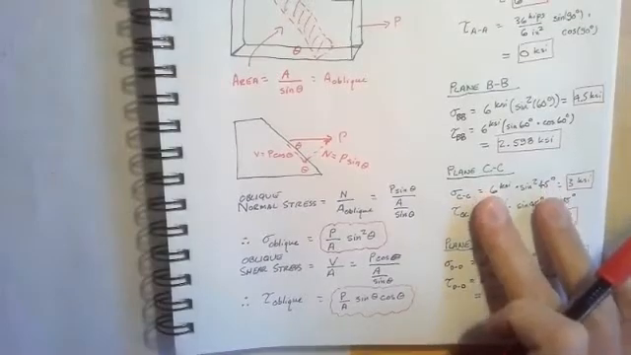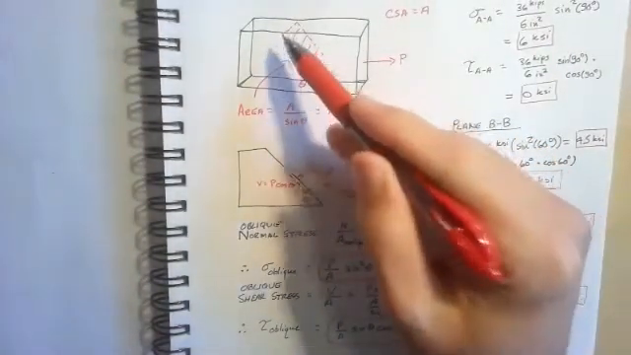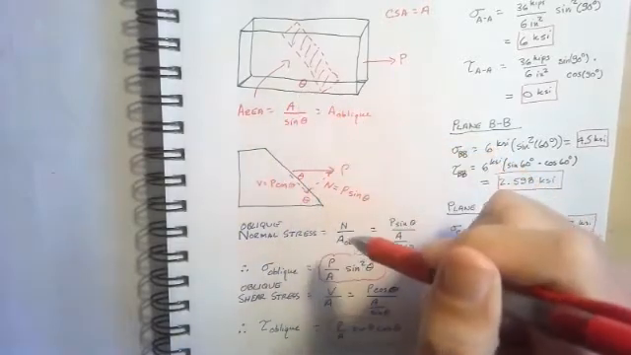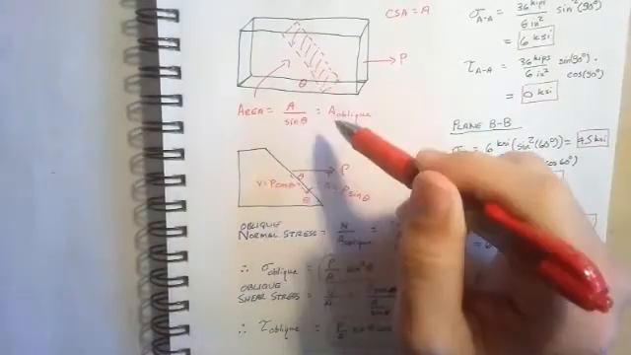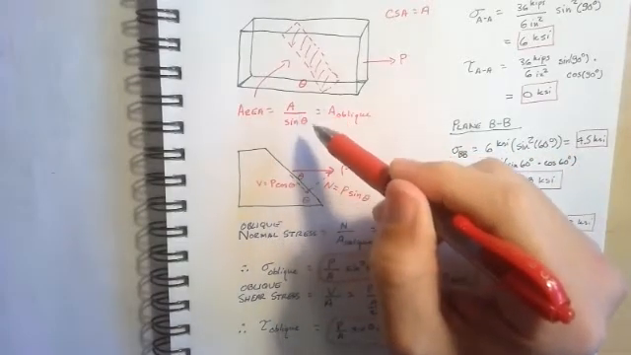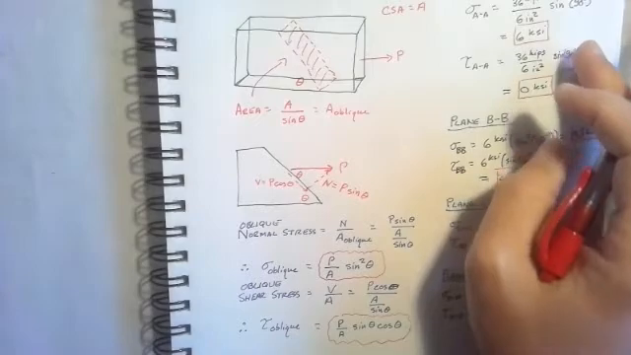So if I want to do that, I would need to be able to calculate the area of this plane, and that's actually pretty easy if I know its angle of inclination theta. So the area of this oblique plane, I'm going to call that A oblique, but that's equal to A over sine theta, where A is our cross-sectional area.